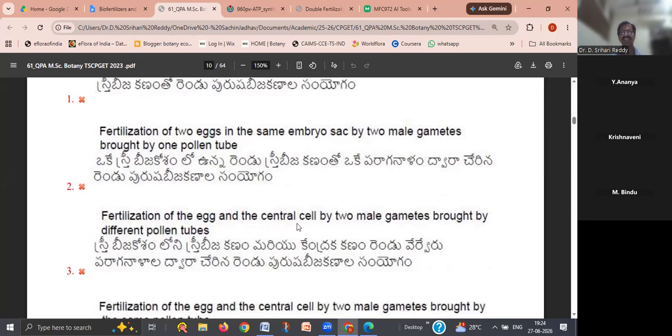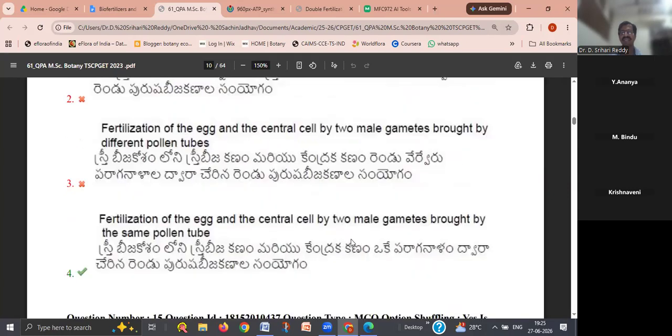Fertilization of the egg and the central cell by two male gametes brought by two different pollen tubes. Actually, the fertilization occurs separately. Fertilization of the egg and the central cell by two male gametes, that is true, but brought by two different pollen tubes is wrong. They are brought by a single pollen tube, the same pollen tube. That is the right answer here. Fertilization of the egg and the central cell by two male gametes brought by the same pollen tube. So that is the right option here.